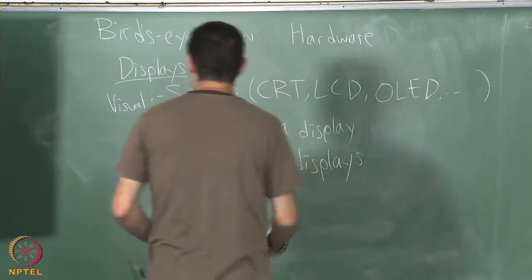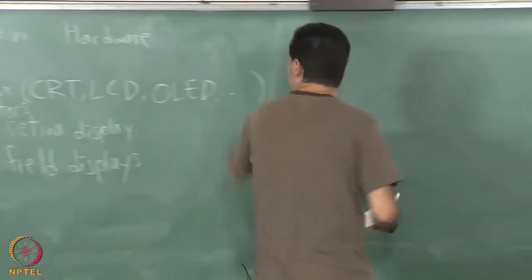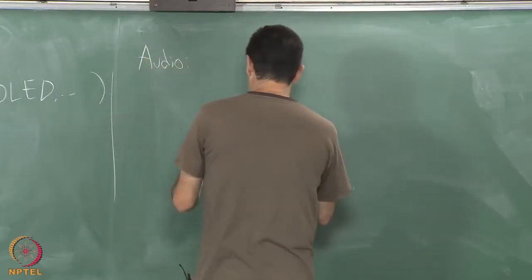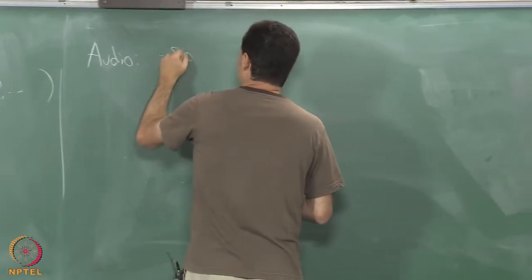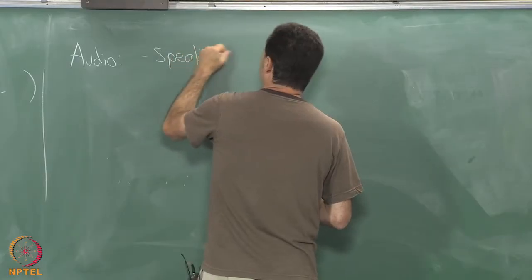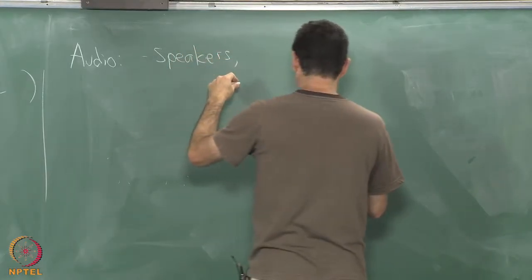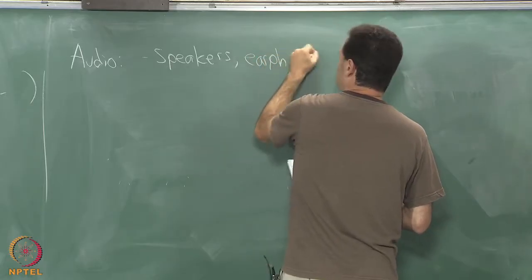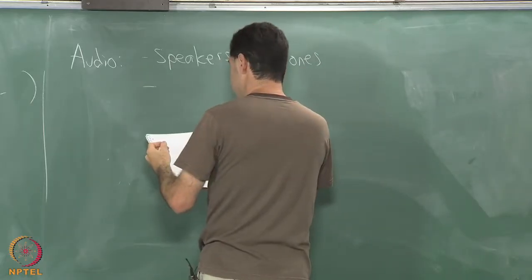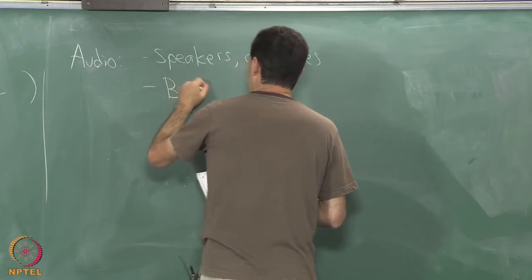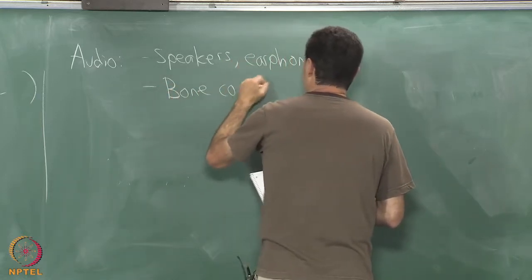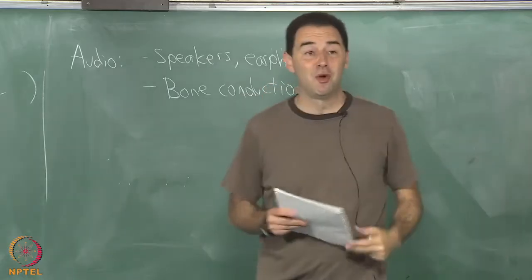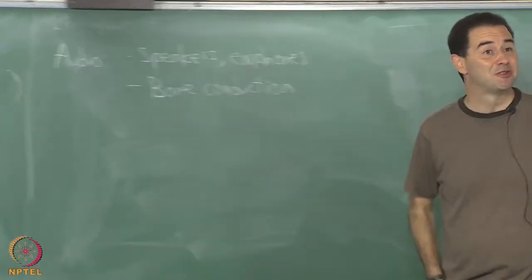Right. For audio, so that's visual. Just think about displays again. So audio: speakers, or earphones, which are small speakers. You can fool your audio sense by bone conduction as well, right? Some bone conduction audio techniques.